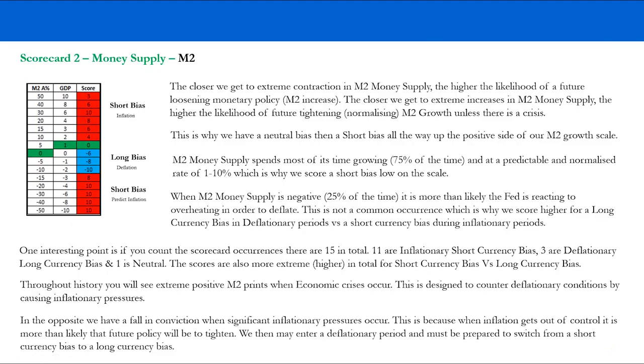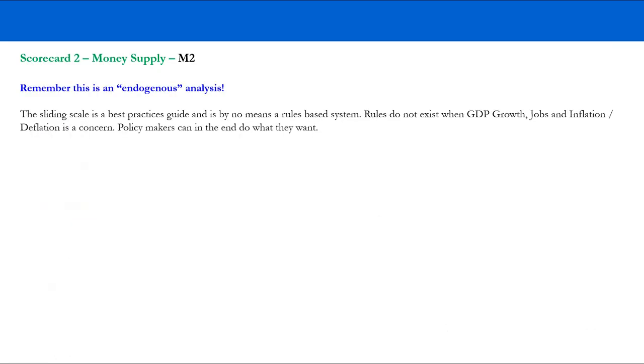Now, what you have to remember and keep in the back of your mind here all the time is that this is an endogenous analysis. So I think it's good to do a little recap here, because we have scorecarded now surveys and M2 money supply. This is an endogenous analysis, and this sliding scale scorecard process that we're going through is obviously not a rules-based system. It's a best practices guide, and it's also adaptable.